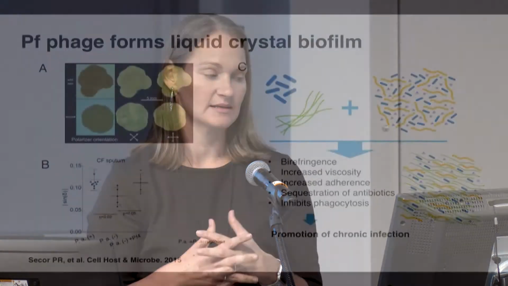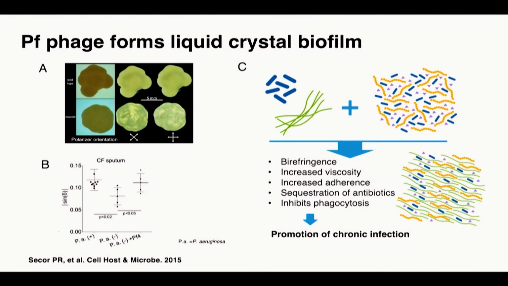And we know that when phage is present in a biofilm, it actually makes it liquid crystal, or liquid crystal structure. So in panel A there you can see two colonies of Pseudomonas. The top does not produce phage, where the bottom one does, and you can see that that bottom one can polarize light, so it's actually birefringent. And in panel B, this is looking at CF patients' sputum. Those with Pseudomonas have higher birefringence or more ability to polarize light than those without Pseudomonas. And if you add phage to the Pseudomonas negative sputum, you can actually match the birefringence.